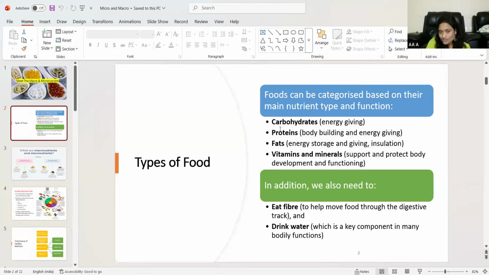So carbohydrates, what percentage do we have to take? Proteins, how many grams do we require per day? Fats, how many grams do we require per day? That we will be discussing in this course. And vitamins and minerals support and protect cell development and functioning. Vitamins and minerals are very important.